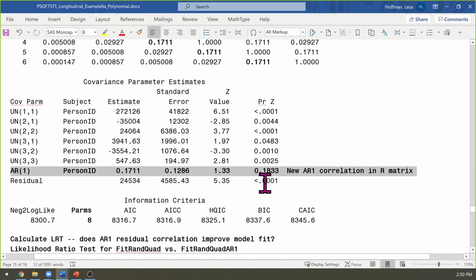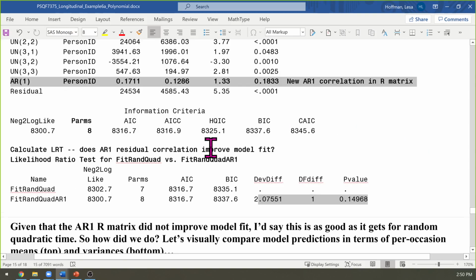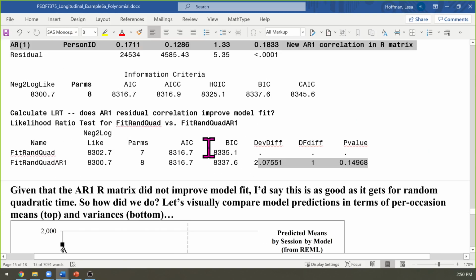It's not significant according to this Wald test, and it's not significant if I do a likelihood ratio test. And note that the p-values for these two tests are similar, but they're not the same. Likelihood ratio test is supposed to be the more trustworthy version. So yeah, adding that doesn't help. So the question is, is it good enough?